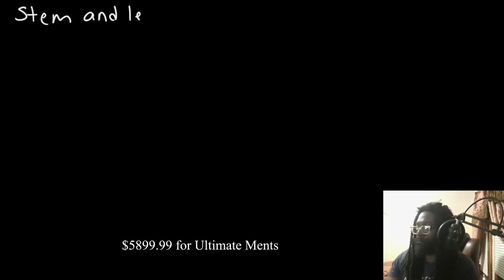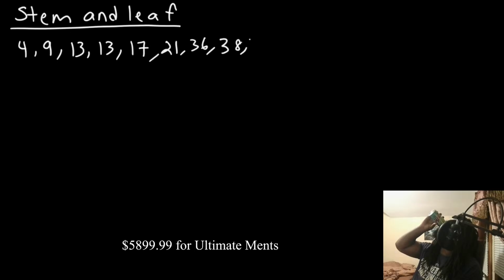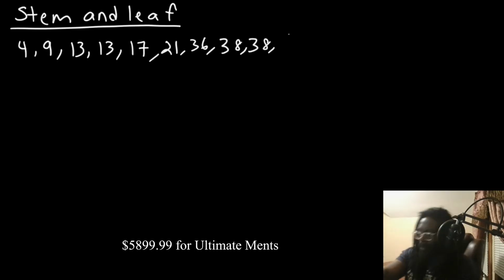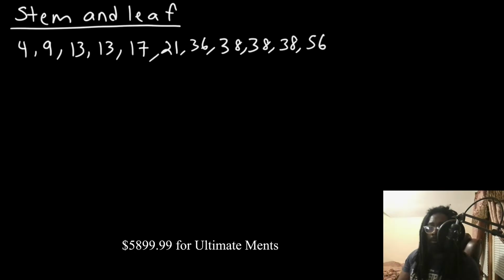Now let's talk about how we can make a stem and leaf plot. So let's say we have the numbers 4, 9, 13, 13, 17, 21, 36, 38, let's say another 38, and then 56. How can we make a stem and leaf plot with this data?